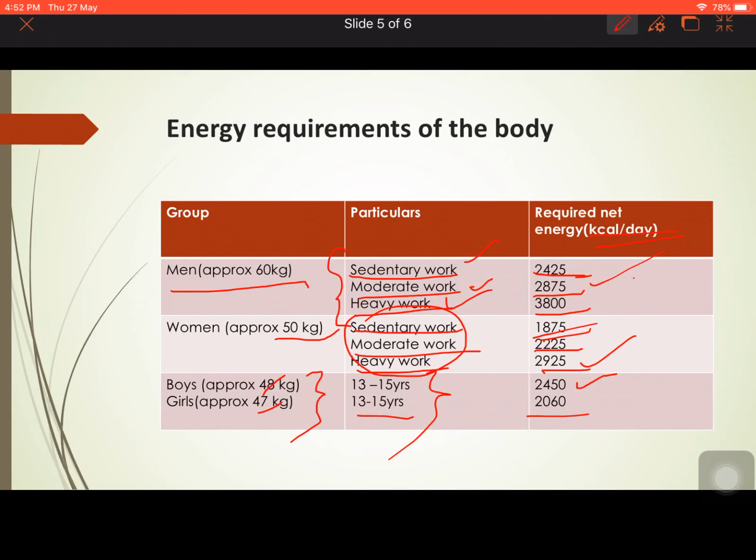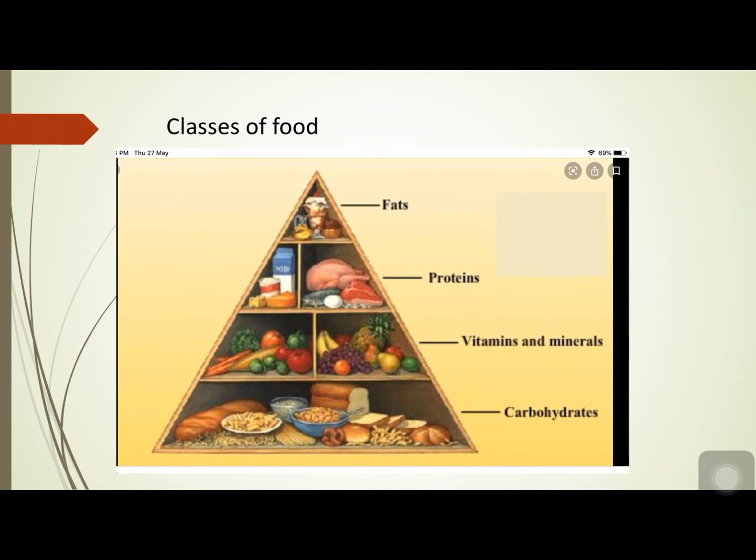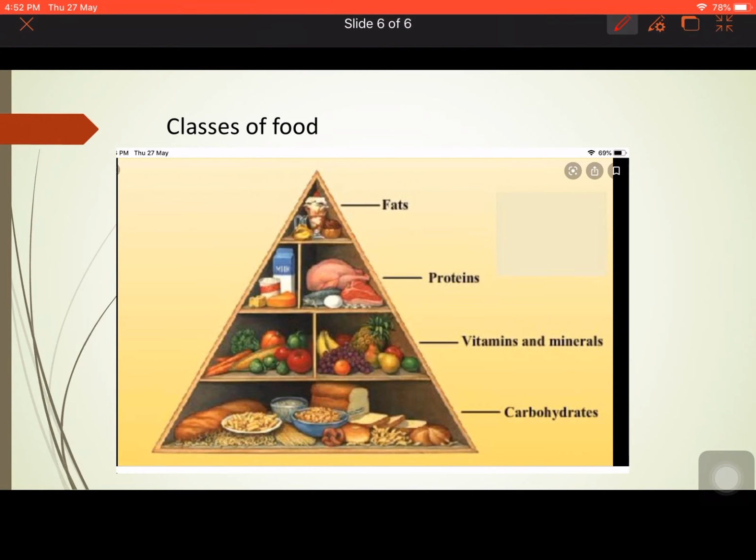Now these are the different classes of food. We will start from the carbohydrates, from the base of the pyramid. We know that these foods are very rich in energy. When they get oxidized in our body, they provide us with energy. For example, wheat, rice, cereals, jaggery, sugar, potato. All are sources of carbohydrates.